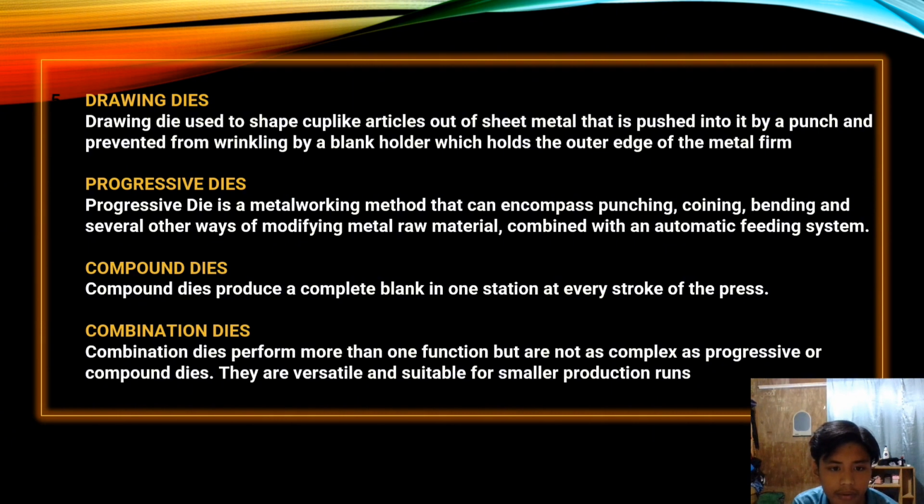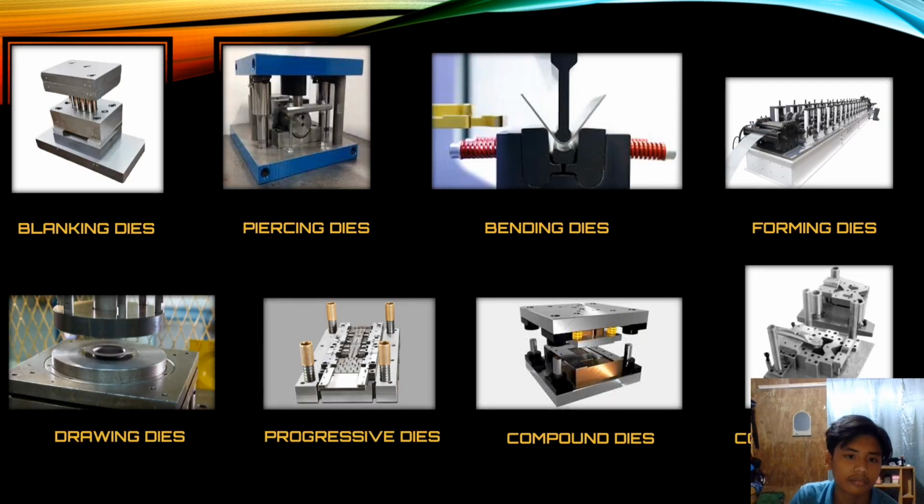Compound die produces a complete blank in one station at every stroke of the press. Combination dies perform more than one function but are not as complex. And progressive or compound dies are versatile and suitable for smaller production runs. Blanking die, piercing die, bending die, forming die, drawing die, progressive die, compound die, and combination die.